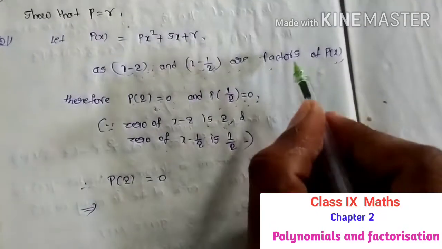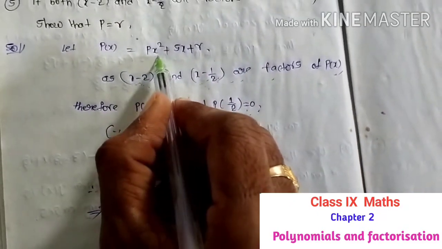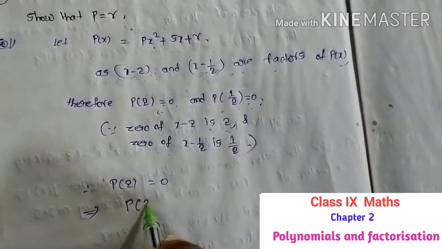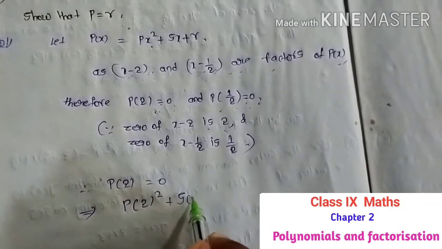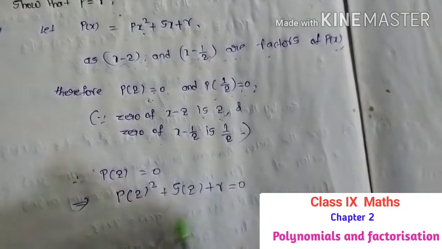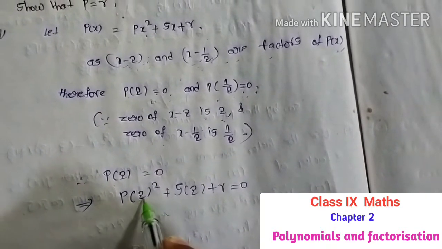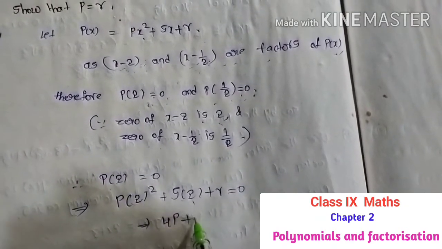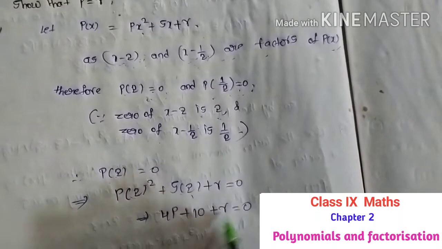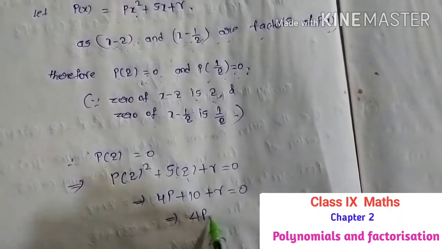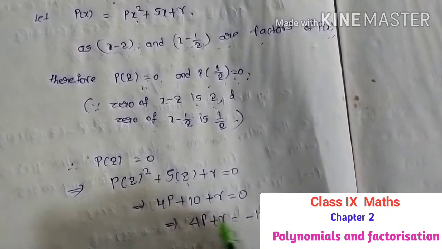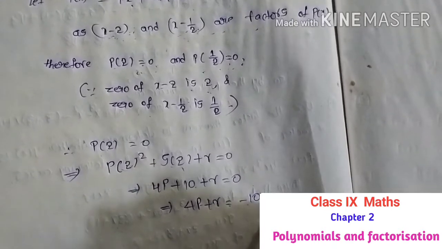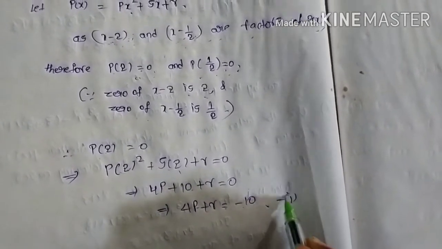That means p of 2 is equal to 0 means you can substitute 2 instead of x. I am writing p into 2 square plus 5 into 2 plus r is equal to 0. Implies can I write p into 4? 2 square is how much? 4. 4 into p, can I write 4p or not? Yes, 4p plus 5 into 2 is 10, plus r is equal to 0. That means you can write 4p plus r is equal to minus 10. If I am transposing 10 to the RHS, I will get minus 10, or not? Yes, 4p plus r is equal to minus 10. You can assume this is the first equation.